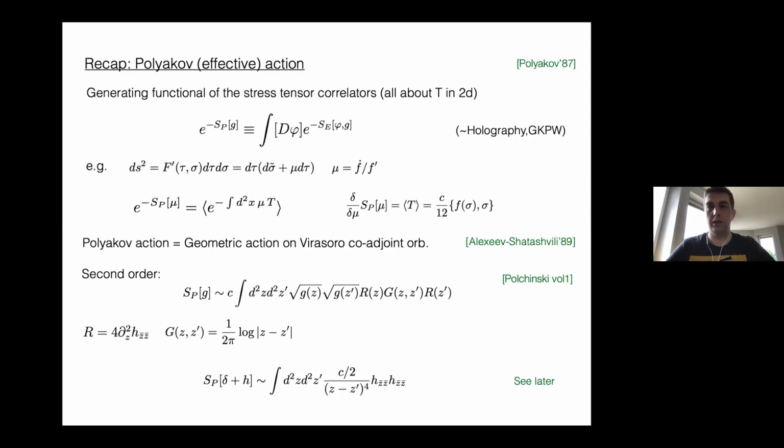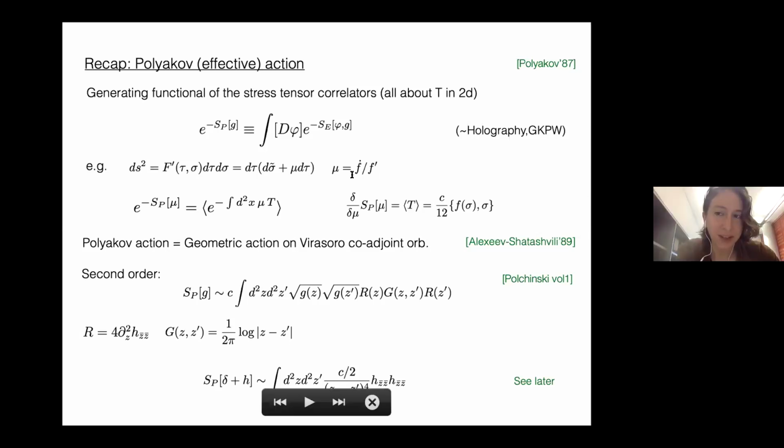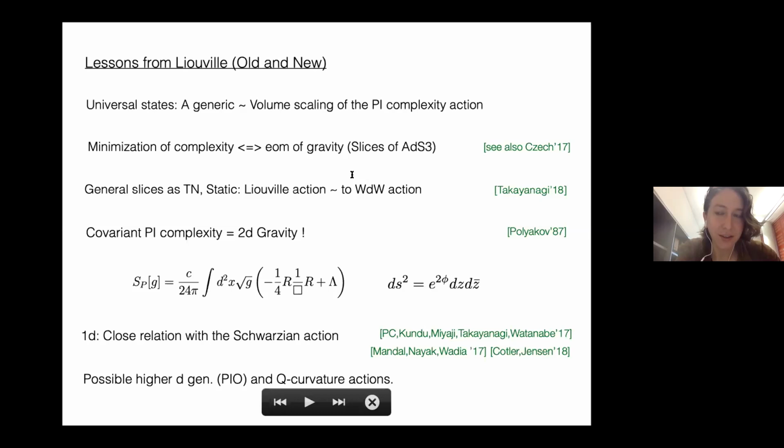Okay, maybe one more recap. This is more in the light of summarizing the recent. Can you say a few words of what that is? A Q curvature action? Okay.